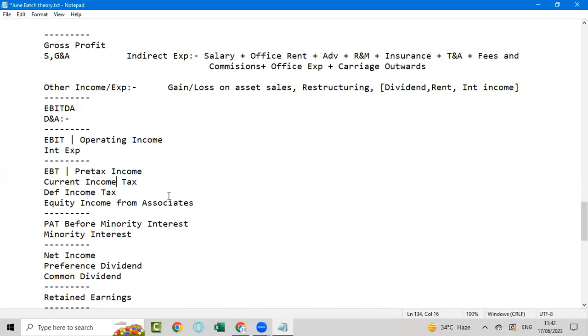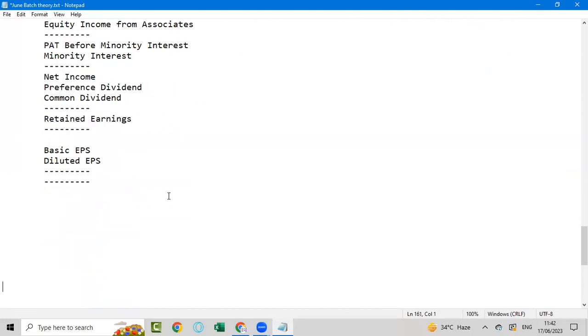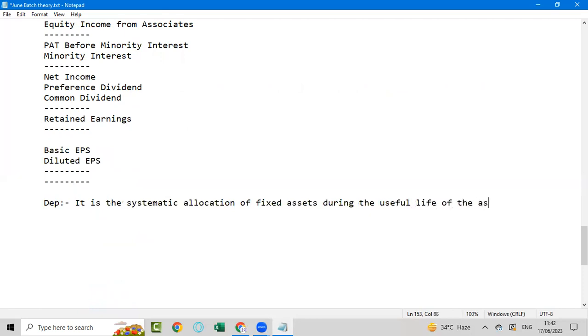Okay. Depreciation and amortization. What is depreciation? It is the systematic allocation of the cost of fixed assets during the useful life of the assets. So why do we charge depreciation?